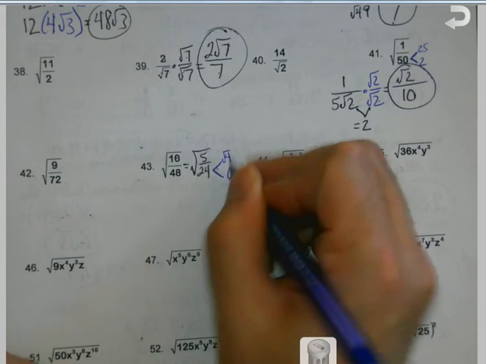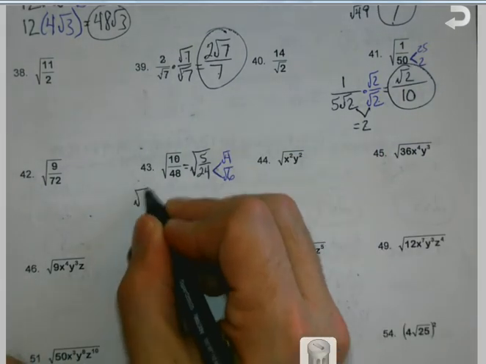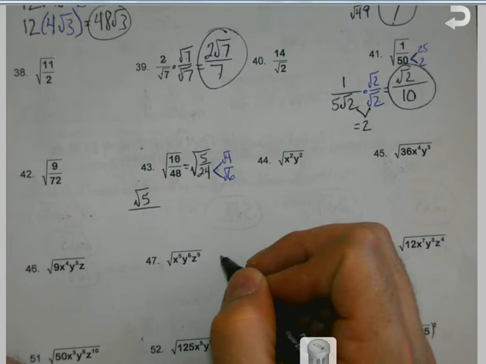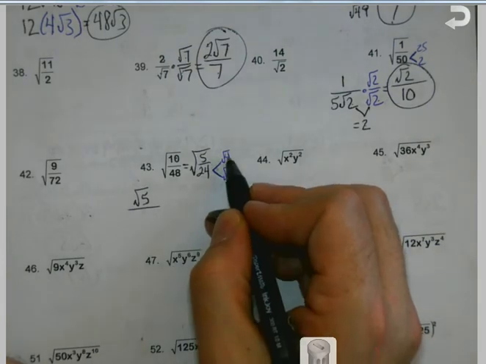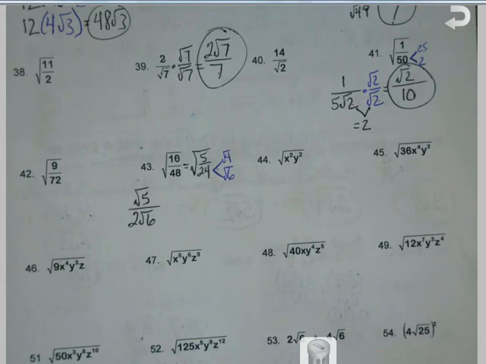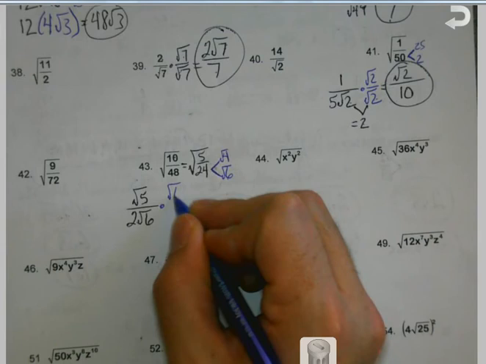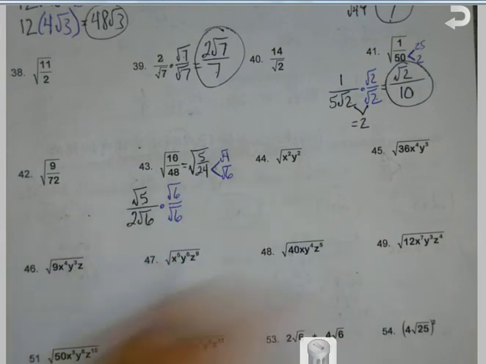4 and 6. So you're like, okay, so square root of 5. Then we got square root of 4 would be 2 square root of 6. But blasted, I still got a radical in the denominator. So I gotta dump it.